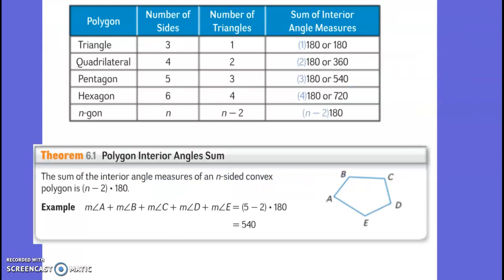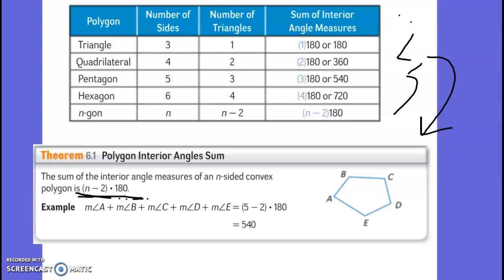So now when you see our table, we have our polygon, the number of sides it has, how many triangles that it formed, and then the sum of our interior angle measures. This table actually gives us a formula that we can use to find the sum of the interior angle measures of an n-sided convex polygon. Our formula is n minus 2, where n is the number of sides that a polygon has. So the number of sides subtracted by 2, and then multiplied by 180.